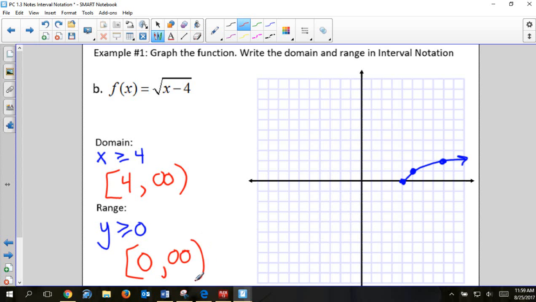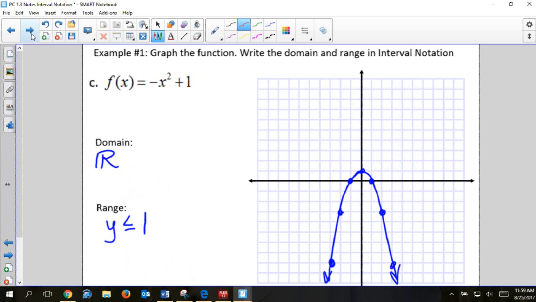And then the last graph was a quadratic. The domain is all real numbers. You can write all real numbers in interval notation. It's going to go from left to right, everything, so negative infinity to positive infinity. And then the range is all the way down, and it goes all the way down to negative infinity. And it goes up to 1, but it does include 1, so we make it a bracket. And that's how you're going to write things in interval notation in today's assignment.